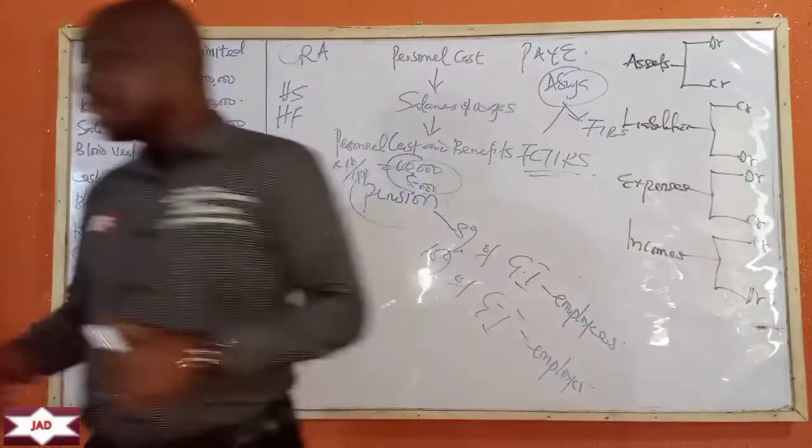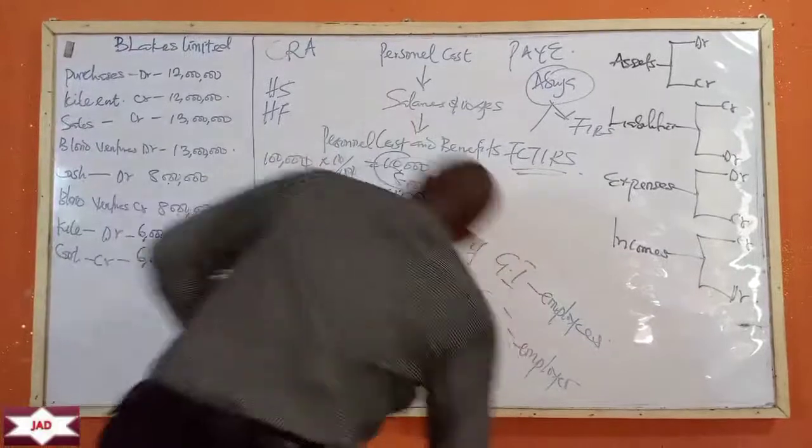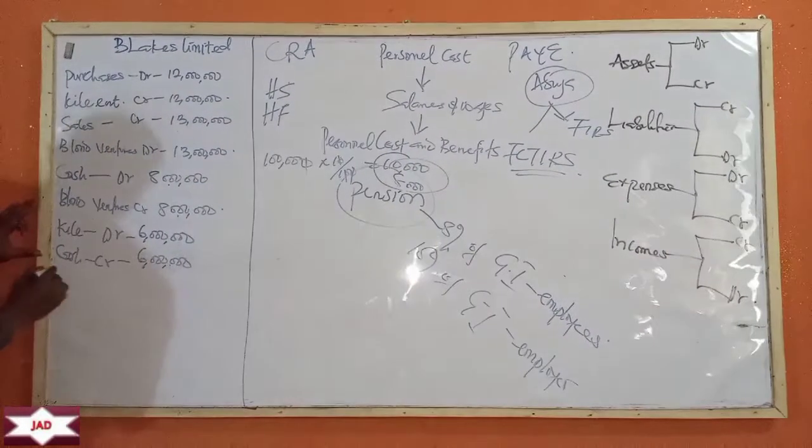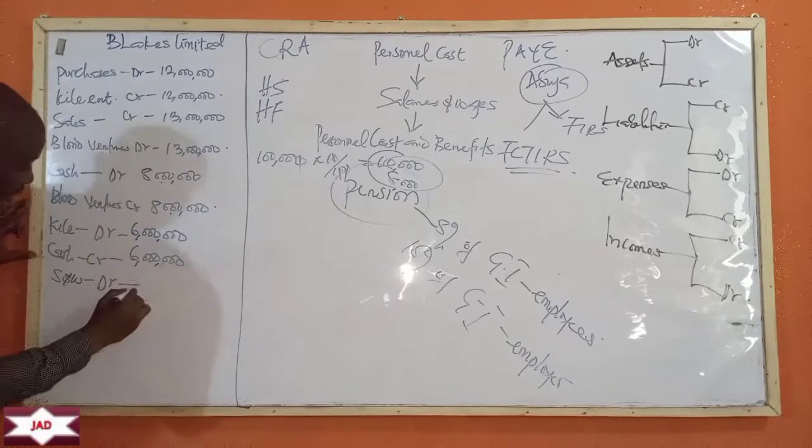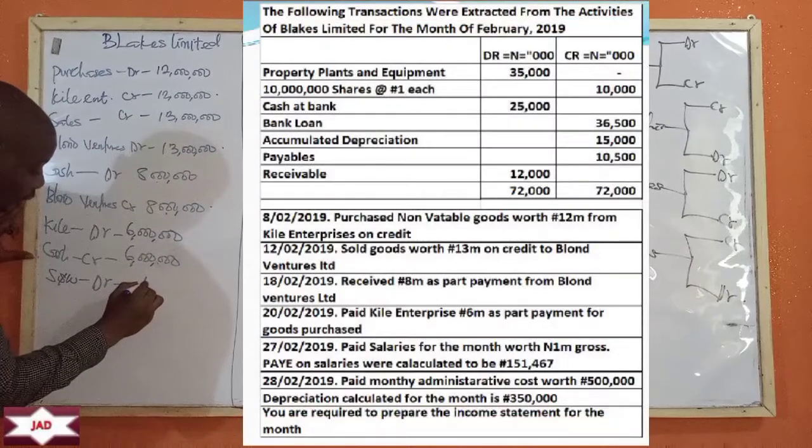So here we can see that salary is being paid. So we're going to have salaries and wages as an expense. Debit is increasing. How much? 1 million.